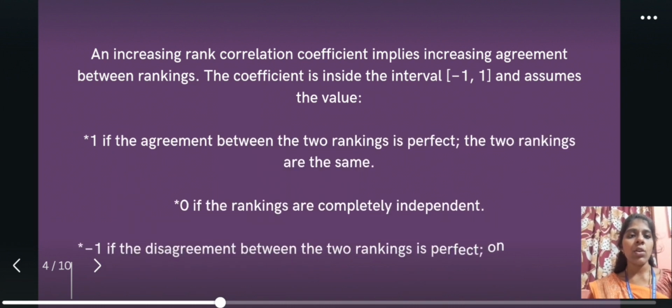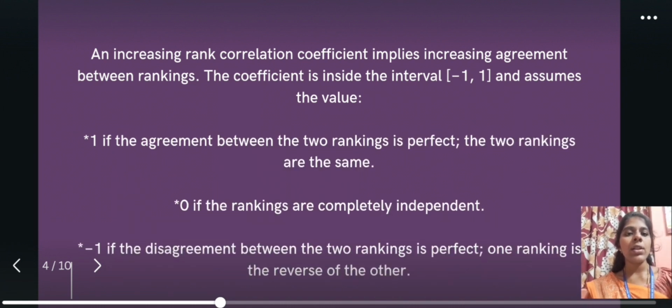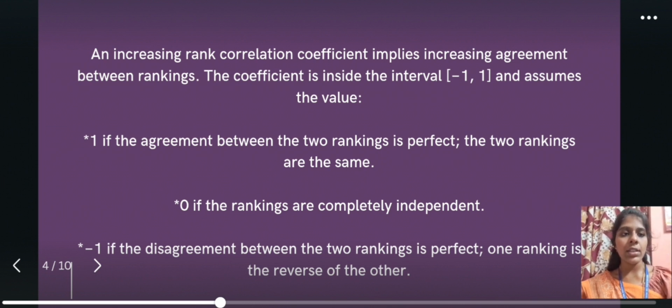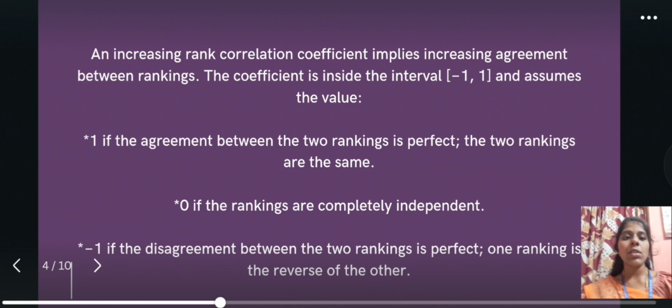An increasing rank correlation coefficient implies increasing agreement between rankings. The coefficient is inside the interval -1 to 1 and assumes the value 1 if the agreement between the two rankings is perfect, the two rankings are the same; 0 if the rankings are completely independent; and -1 if the disagreement between the two rankings is perfect, one ranking is the reverse of the other.